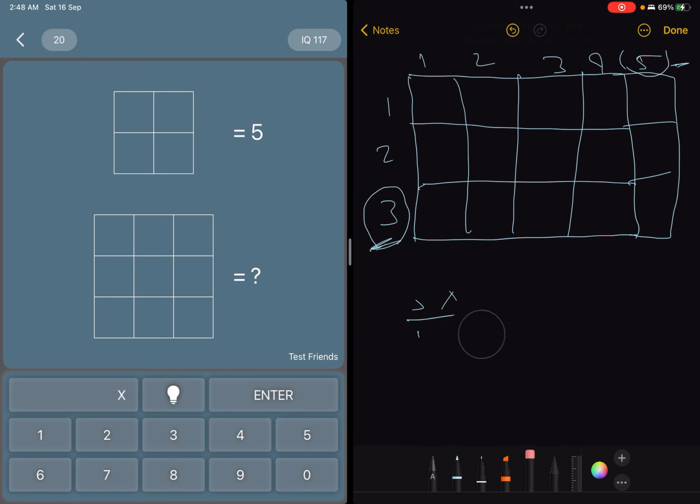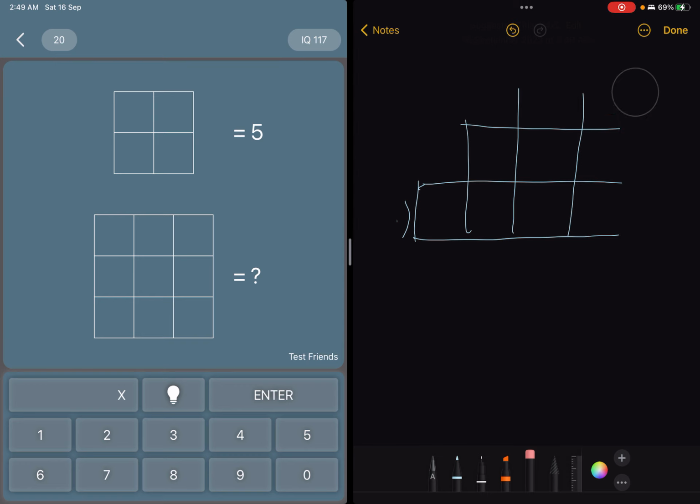So this is how we can calculate the number of squares in any given figure, and I hope that next time you see this question you will be able to solve it very quickly.